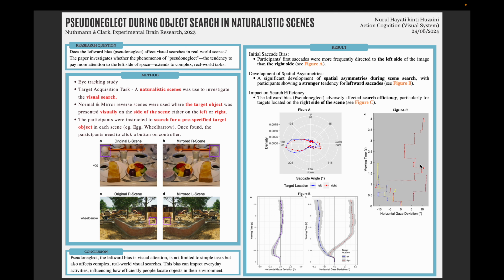So they concluded that pseudoneglect, or the leftward bias in visual attention, extends beyond simple tasks to complex real-world visual search. This bias can impact everyday activity by influencing how efficiently people locate objects in their environment.